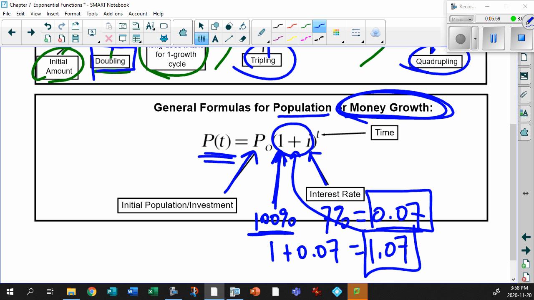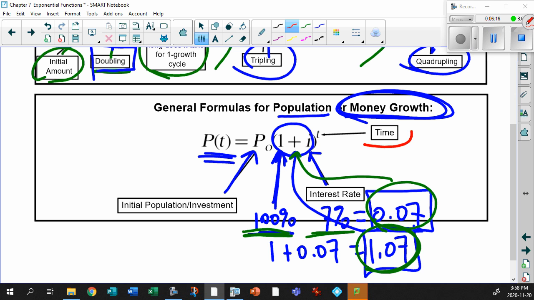Because if you used an interest rate of 0.07 in there, remember, that's between 0 and 1. That means your investment is decaying. No, no, no, no, no. Your investment is growing because it's 100% of your investment plus 7% more. You see it now? Yeah.